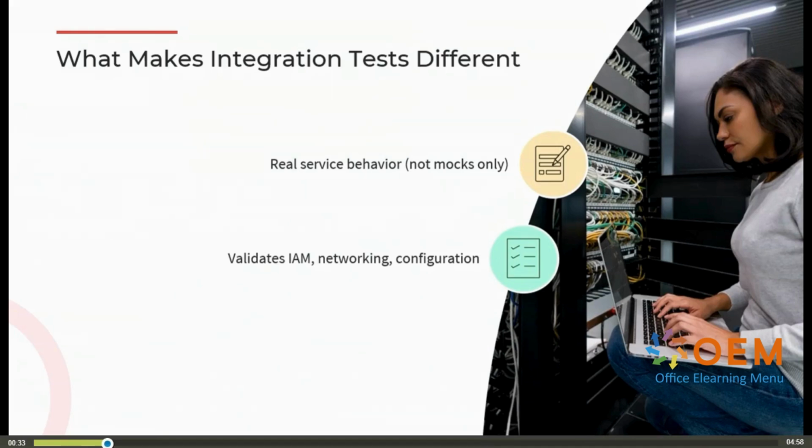Now, many pipeline failures aren't caused by bad code, but by bad permissions. Integration tests are the only way to verify that your IAM roles have the correct allow statements and that your security groups are properly configured. Now, because these tests use real resources, they provide the highest level of confidence that your application is production ready. However, this comes at the cost of the time that it takes to spin up infrastructure and the small fees associated with those resources while they're active.